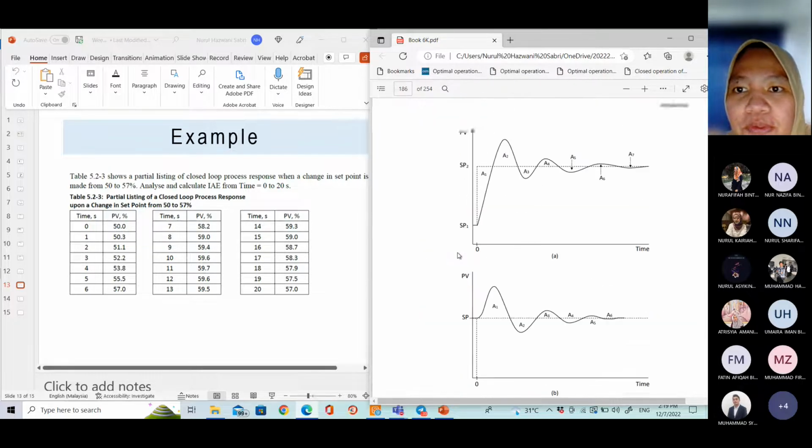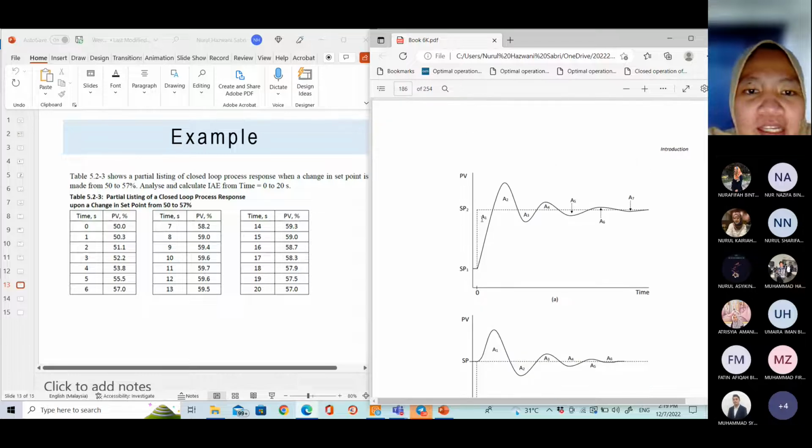Sorry, I don't have a pen to draw today, because I'm working at home today. So basically, we do a set point change. Time 0 occurs here, and then you will reach the new set point at 57, which is at 6 seconds. So basically, you need to calculate A1. From 0 to 6 seconds is the A1 area.